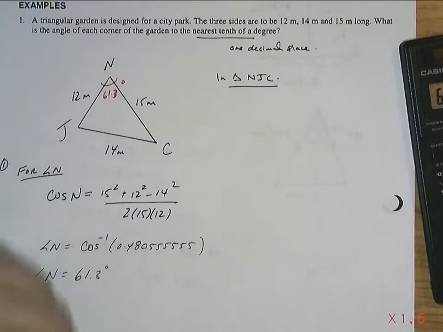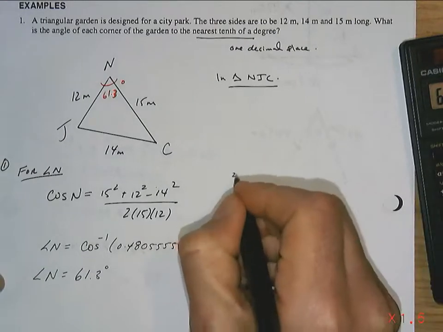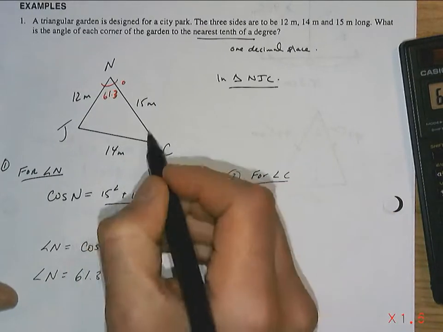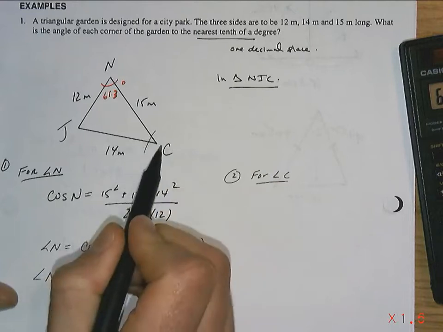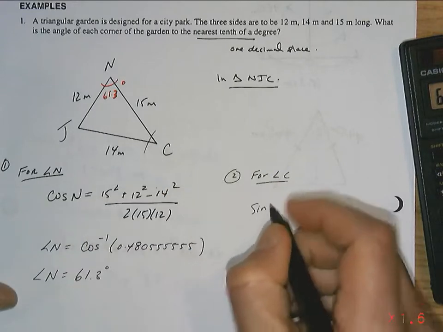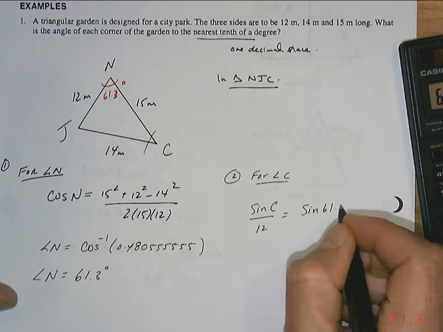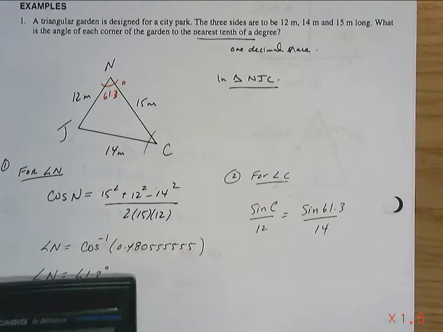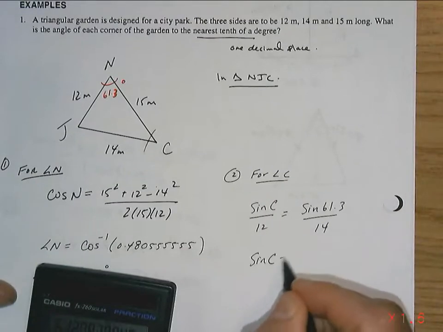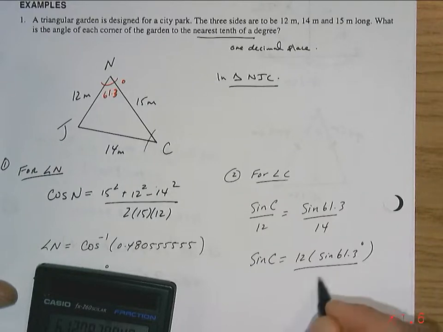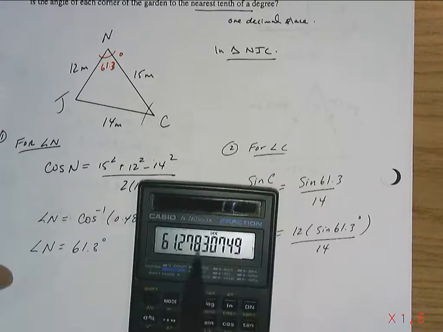So now I need one of the other angles. I could do the same thing again. I definitely could, and there'd be nothing wrong with that. Or I can change it up and maybe use the sine law. Let's see here. Let's go after angle C now. So I'm going to say that sine of angle C over top of 12 should equal sine of 61.3 over top of 14. Rearranging this, we're going to get sine of C equals 12 times sine of 61.3 degrees all over top of 14. Using your calculators, make sure you're in degrees.